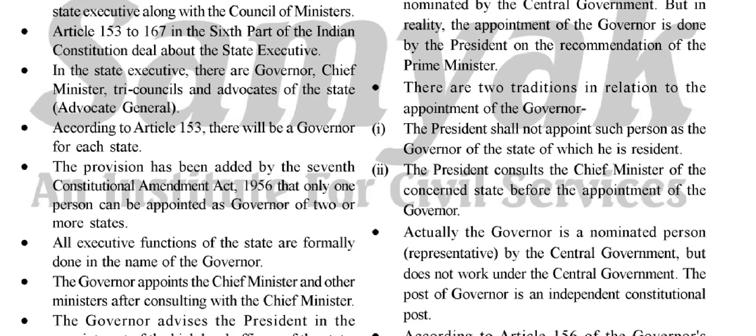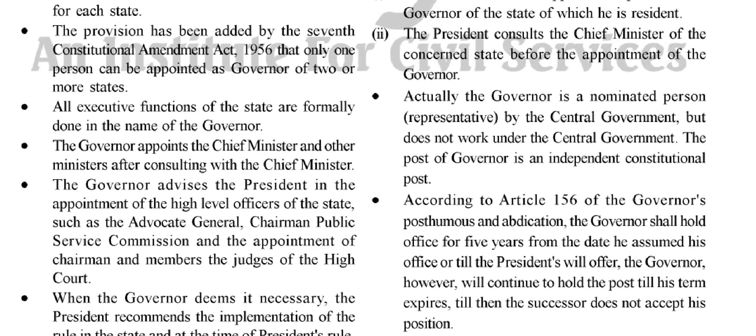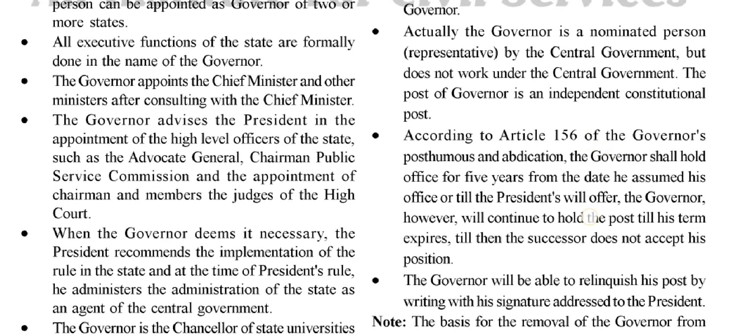According to Article 153, there will be a governor for each state. The provision has been added by the 7th Constitution Amendment Act 1956 that only one person can be appointed as governor of two or more states. All executive functions of the state are formally done in the name of the governor. The governor appoints the chief minister and other ministers after consulting with the chief minister. The governor advises the president in the appointment of the high-level officers of the state, such as advocate general, chairman of the public service commission, and the appointment of the chairman and the members of the judges of the high court.